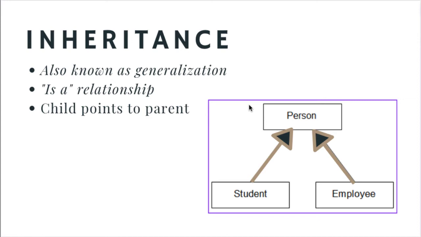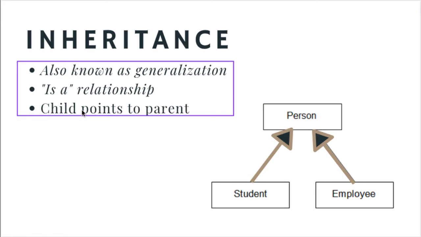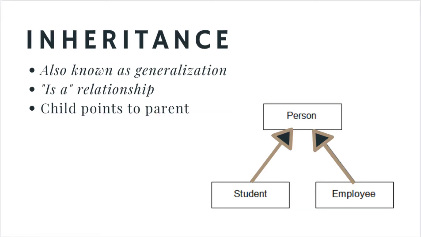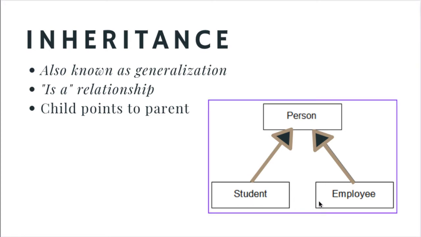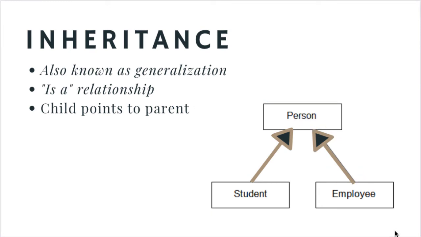Use this technique as you are working through your diagram, as you're working through figuring out which classes might have an inheritance relationship. Keep in mind here that the child points to the parent. So the student and employee, or the children classes, will inherit everything that the parent class will have, and the children classes will point their arrows to that class.